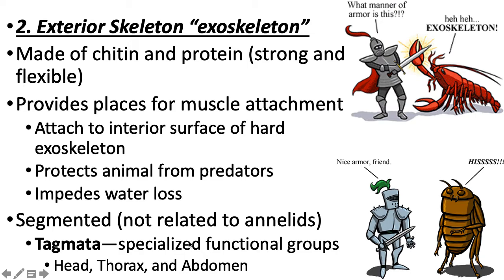The second basic body plan is the exterior skeleton, known as the exoskeleton, made up of chitin and proteins, very strong and flexible, and it provides places for muscle attachment. The muscles attach on the inside of the hard exoskeleton, and it protects the animal from predators and helps reduce water loss.